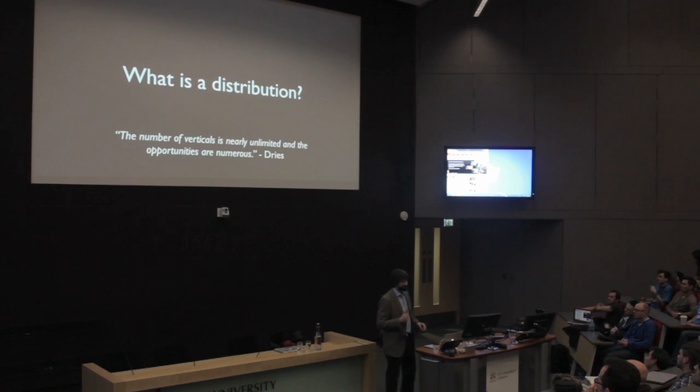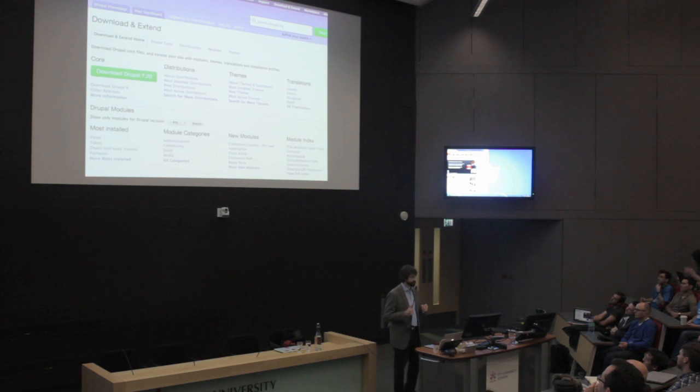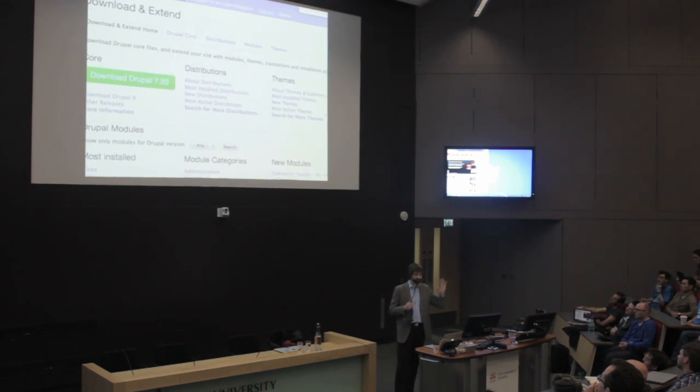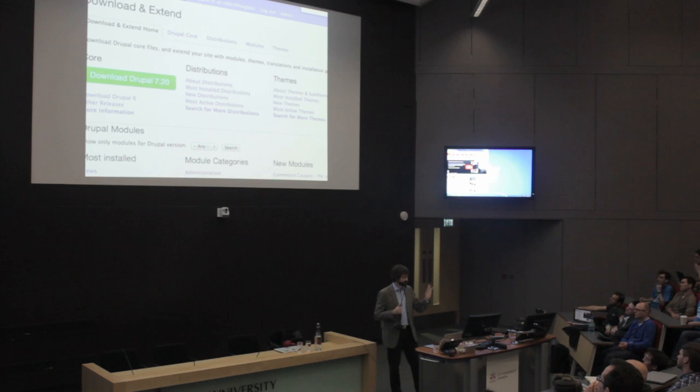But before we get to the answers to the rhetorical questions, let's back up a little bit and investigate what is a Drupal distribution. As we said, the number of verticals is nearly unlimited and the opportunities are numerous. Distributions are first class citizens on Drupal.org, so they live at the same level as modules, core and themes. They're therefore very important in our information architecture and on the website.